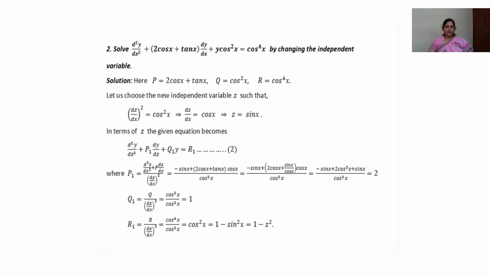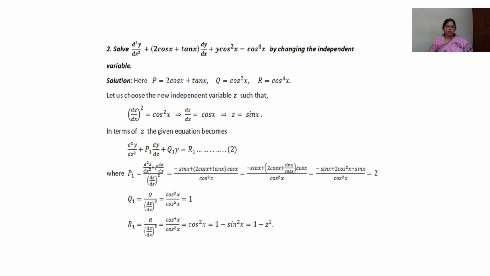So first we are writing tan x as sin x by cos x. Then multiply with the cos x term, and we'll get minus sin x plus 2 cos square x plus sin x, all by cos square x. In this, sin x and minus sin x will cancel. We have 2 cos square x by cos square x, and that cos square x by cos square x will cancel. We have only 2. For p1, we are getting 2 now.